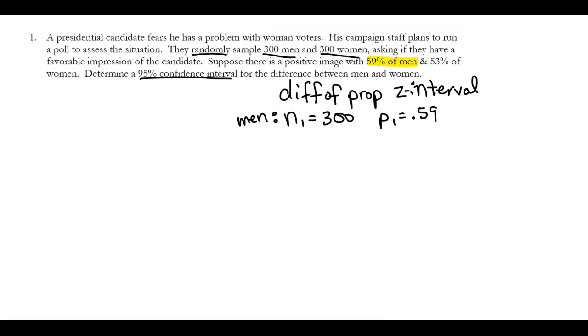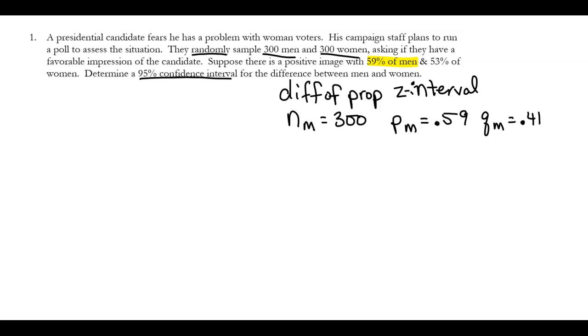What I'm going to do instead is I'm just going to say the N of men. And I know M stands for men. So P of men, and then Q of men.